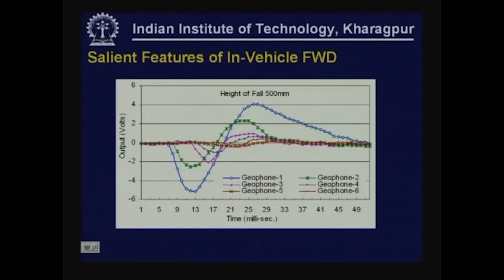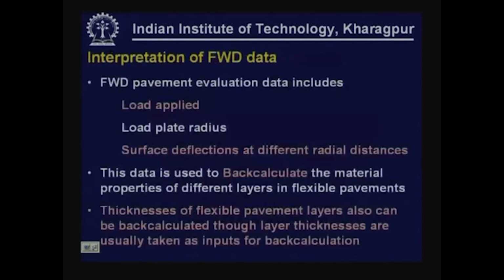This diagram shows a typical output obtained from the geophones. Each one of these lines represents different deflections measured at different locations. Interpreting falling weight deflectometer data, we get load applied, load plate radius, and surface deflections at different radial distances from the FWD testing procedure. This data can be used to back calculate the modulus properties of different layers in flexible pavements.